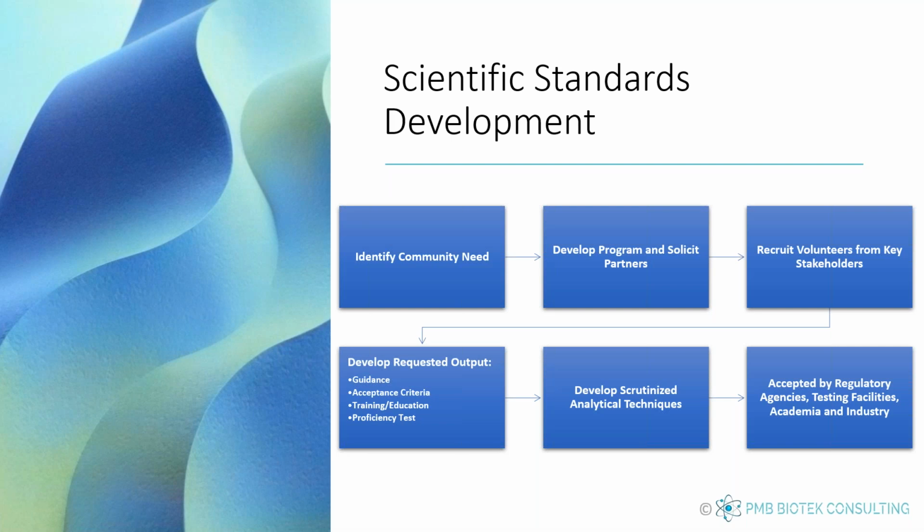So needs are identified, and then the next step is for AOAC to develop a program and solicit partners. Once that program has been funded, we'll reach out to recruit key stakeholders, as I mentioned previously, with the goal to establish working groups that can put deliverables together, such as validation guidance, acceptance criteria for conformity assessment, training and education programs such as webinars, white papers, or on-site training for laboratories, and then ultimately to establish PT samples, proficiency test samples that could be used by our end users in our program.